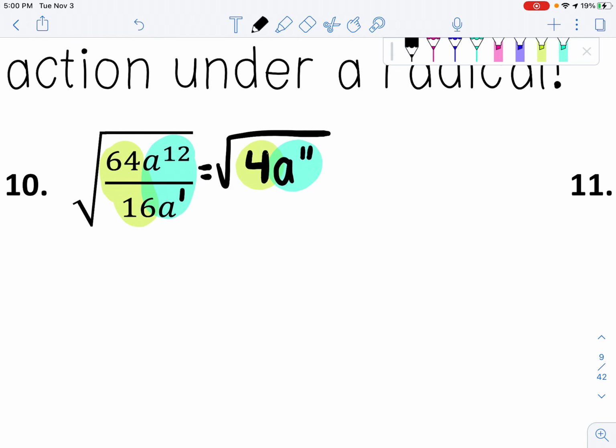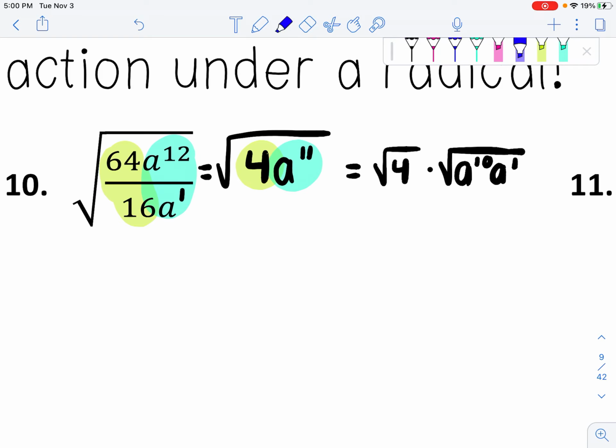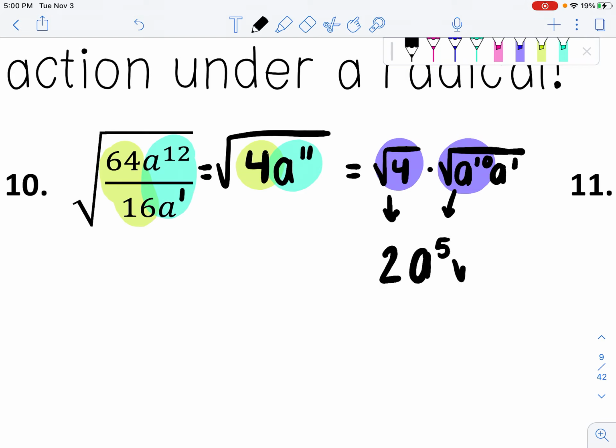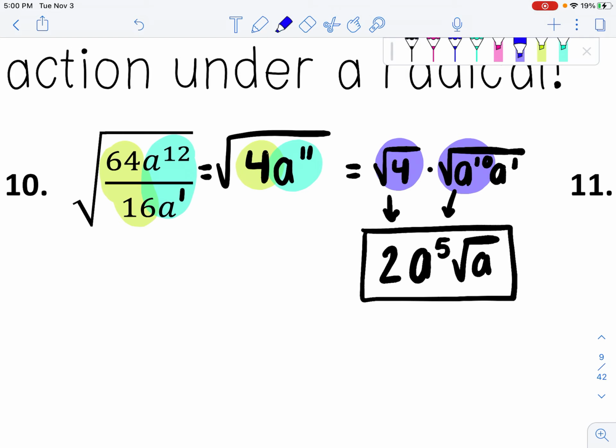And now what happens, that equals that, is my square root of 4 is good to go because it's a perfect square. But I need to rewrite a to the 11th because I need even exponents. So that would be 10 plus 1. So a to the 10th times a to the 1st. So square root of 4 is good to go. Square root of a to the 10th is good to go. So square root of 4 is 2. Square root of a to the 10th is a to the 5th. And then a to the 1st is still trapped underneath.